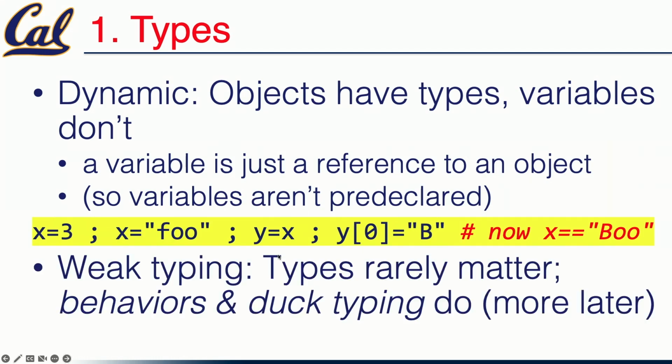Typing is also weak. What does that mean? Surprisingly, it means that types don't usually matter very much. What does matter is the behavior of an object and which methods it responds to. And we will have a lot more to say about that and some good examples when we talk a little bit later about duck typing.